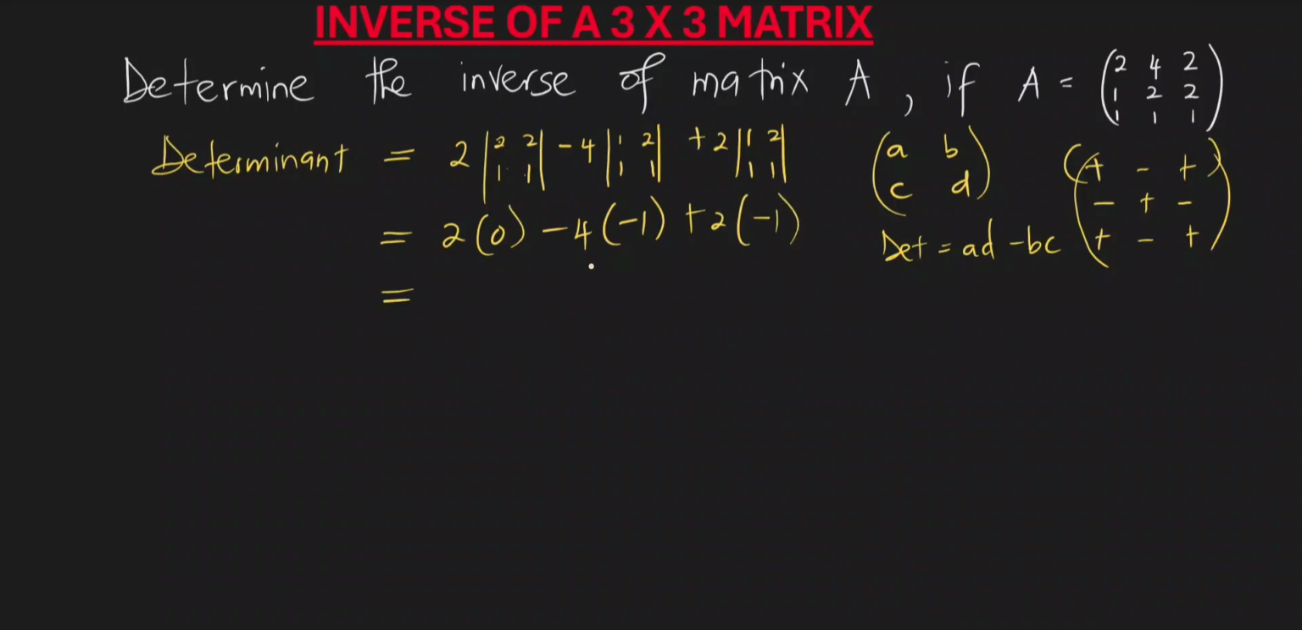2 times 0, that's a 0. Then minus 4 times minus 1, that's a 4. Then plus 2 times minus 1, minus 2. So we get a 2. So our determinant is 2. That was our first step for calculating the determinant.